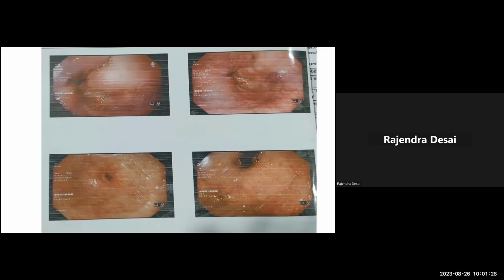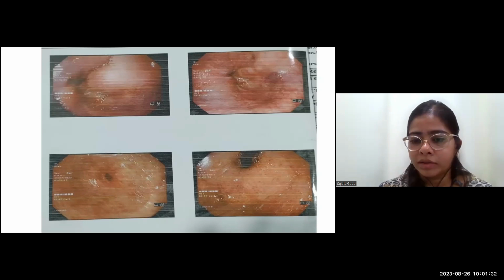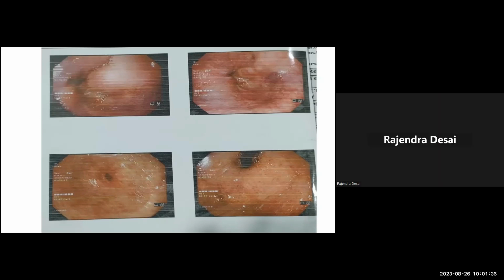Is there anything else you wanted to add, Sujata? Yes, sir. In the thoracic region, we will do lower mediastinal lymph node dissection. Yeah, station 104, Lacarina, 105.